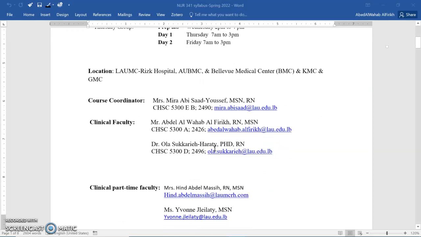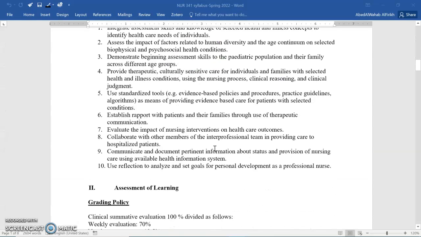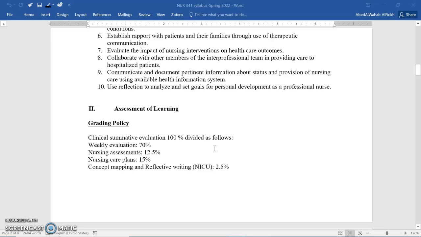Important things to note regarding this course is the distribution of the grades. The grading policy is a bit different because the weekly evaluation will have a weight of 70% of your grade, unlike the previous clinical courses, because you are now more skilled, you have better dexterity, you are more at ease with all the clinical skills we are doing with the care plan, with the documentation, with physical assessment. That's why the weight of the weekly evaluations will be 70%.